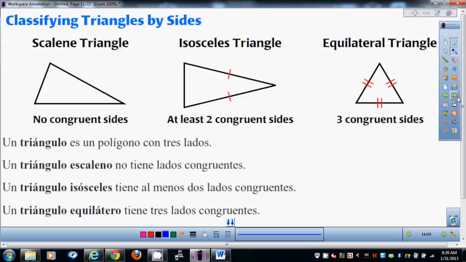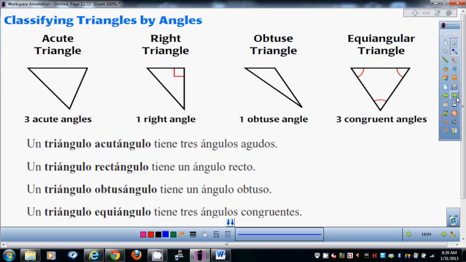By angles. Now, it's the same exact names we've already talked about for angles, because now it applies to triangles. Acute triangles means it has all acute angles, and we should all know what acute means by now. Less than 90. If it has all less than 90 angles, then it is an acute triangle. If it has a right angle, it'll be a right triangle.